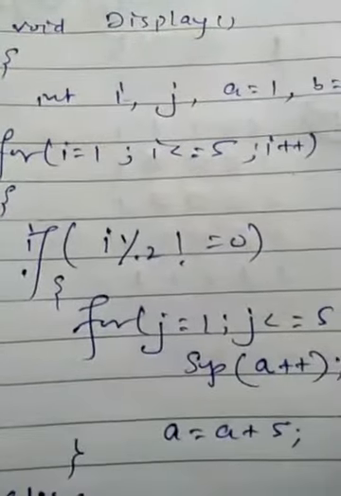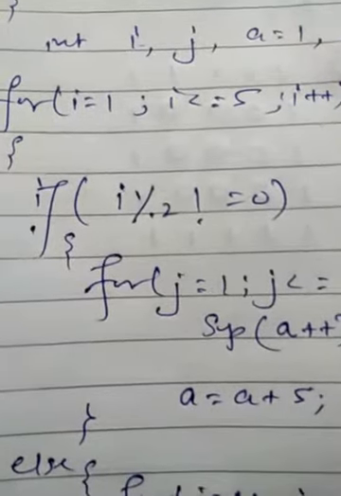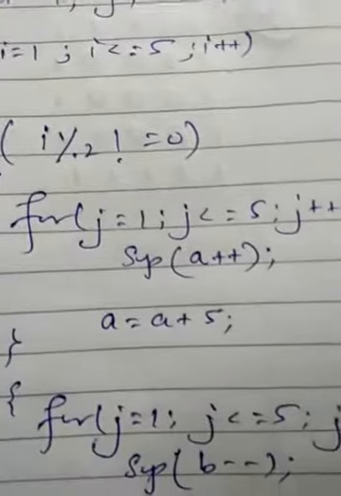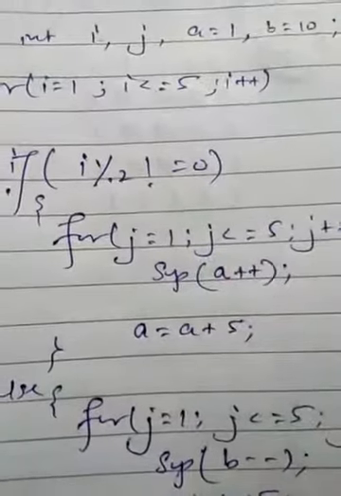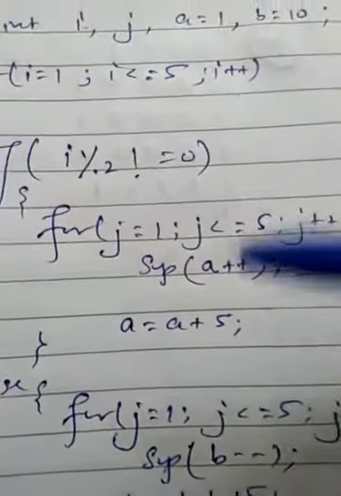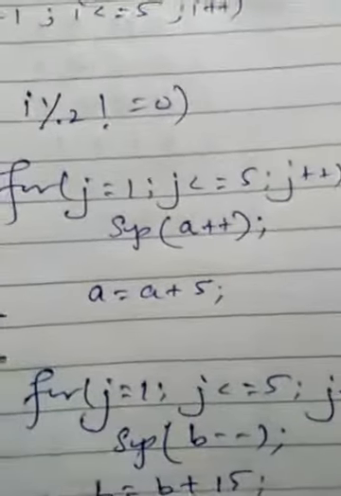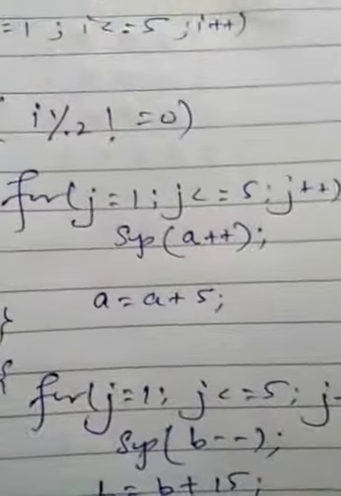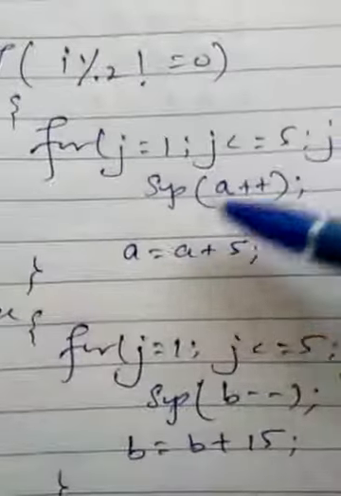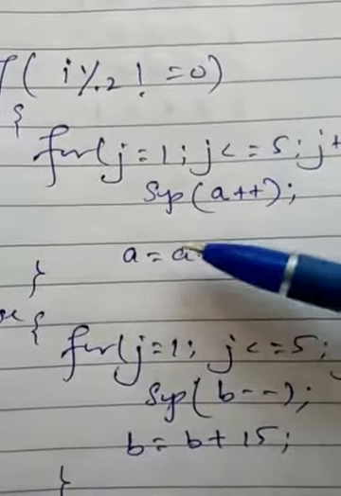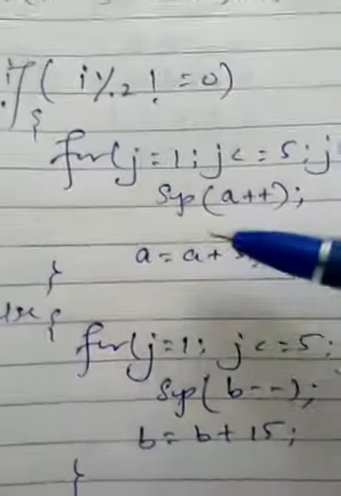So the loop executes from 1 to 5. If the value of i is an odd number, then j will start from 1 to 5 and print the value of a plus plus. This is the first row and the current value of a is 1, so this will print 1, 2, 3, 4, 5, and after the 5 is printed the value of a will become 6. After this we exit from the j loop and the value of a will be 6 plus 5, that will be 11 for the third row.